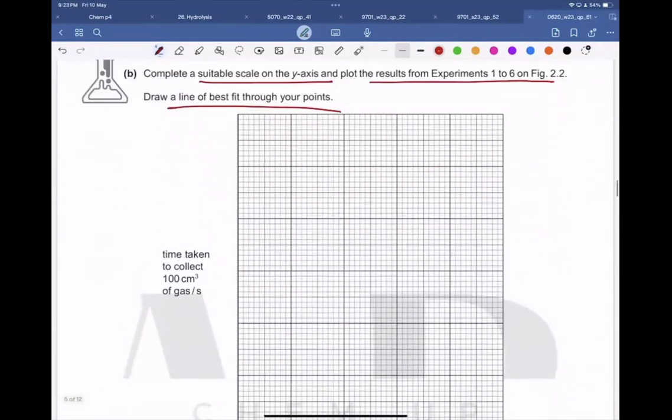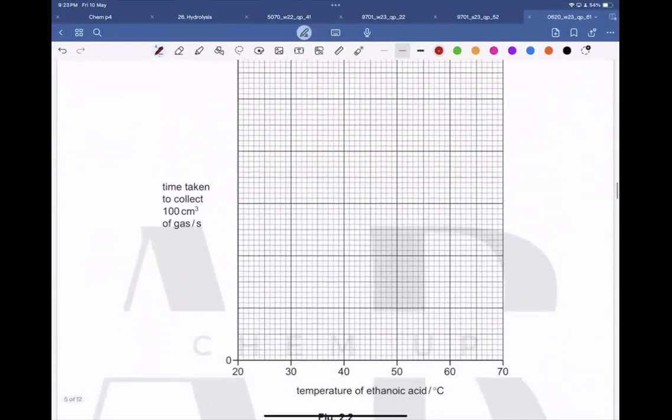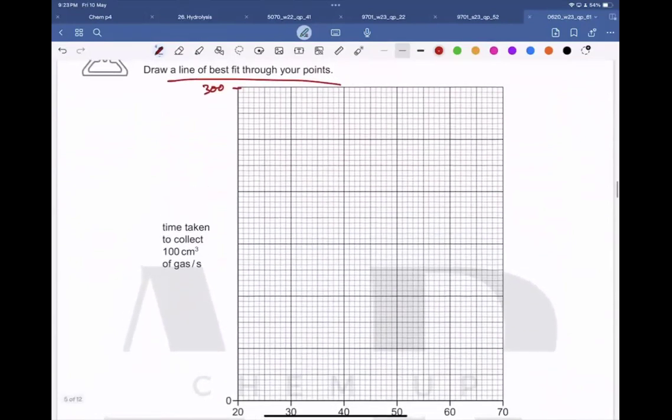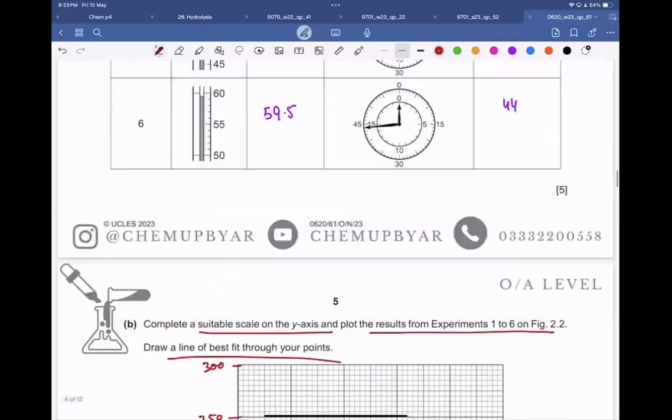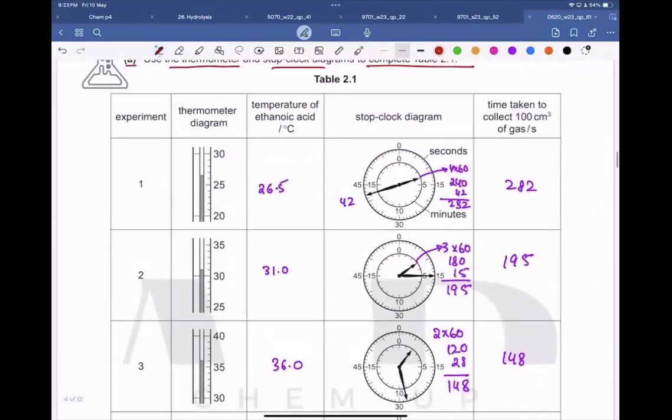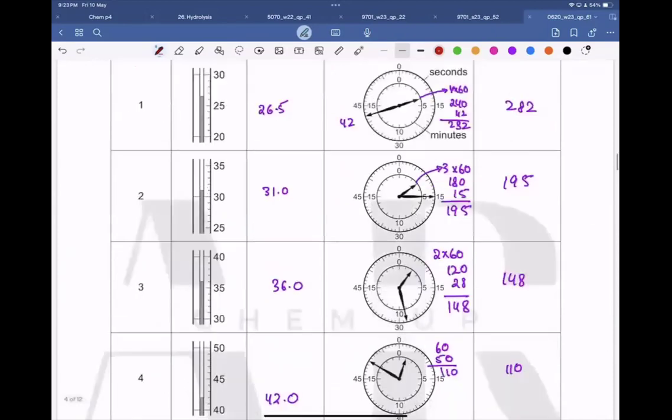Okay, so the maximum time taken is 282. So it means I need a 300 over here. So what if I kept 150, 200, 250, 100, and 50? Okay. So at 26.5 degrees Celsius, it's 282.